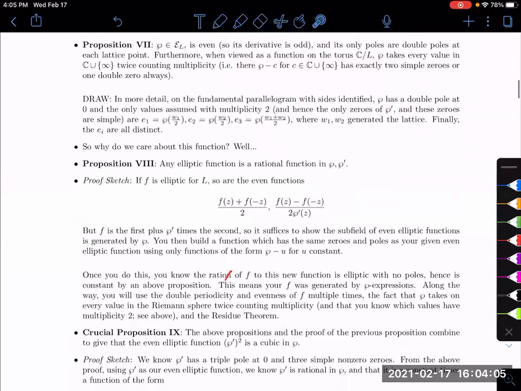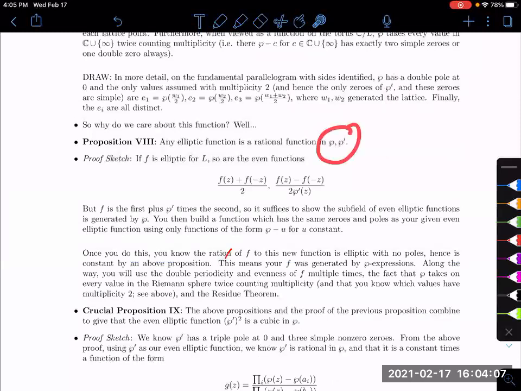And as a matter of fact, I told you that if you take the Weierstrass-Phi function and its derivative, those actually sort of generate the field of elliptic functions in the sense that every elliptic function is a rational function in phi and phi prime. And somebody asked me last time to kind of sketch the proof of that. So I wrote just a little bit of something today. I'll go through it really quickly.